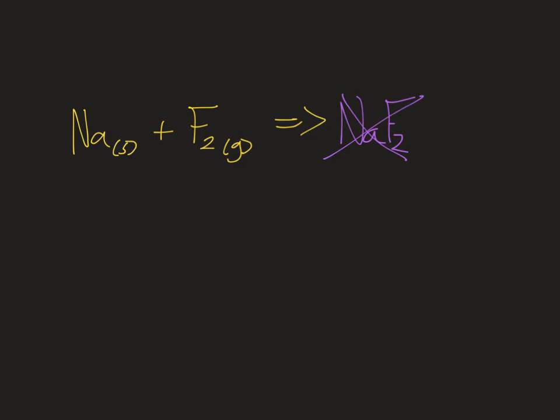All right. So what I'm going to do is when I look at sodium on the periodic table, it's Na plus. Fluorine is always F minus. So when I cross and drop these, what I get is NaF.